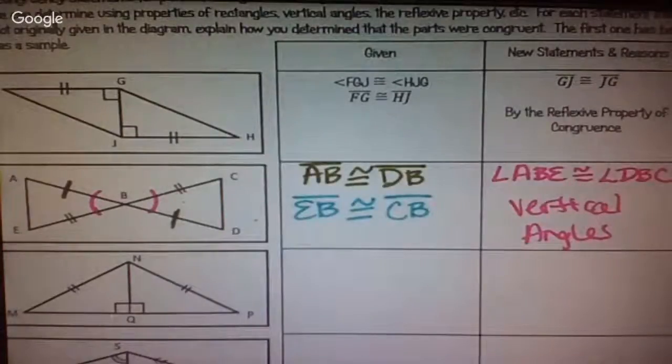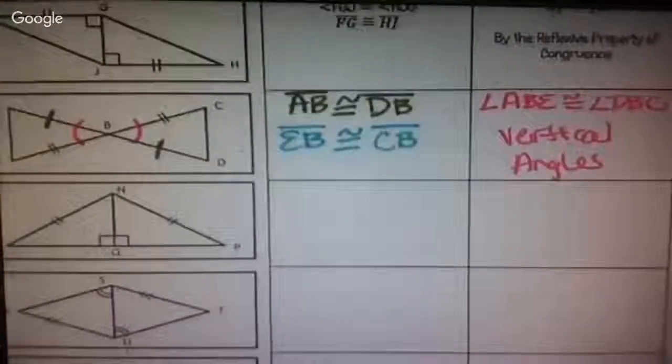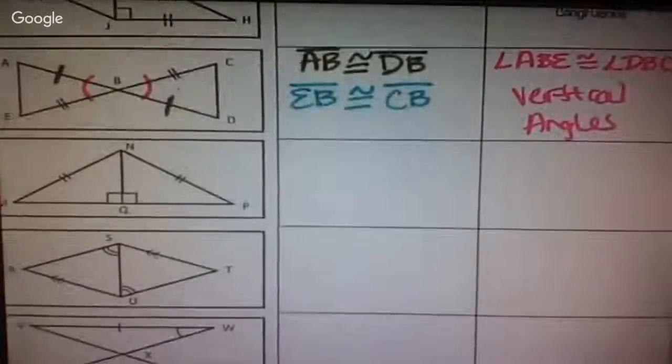You can use anything. You can use your same side interior angles. You can use corresponding angles. You can use vertical angles. You can use supplementary angles. That's why we talked about all those. You can use any of it. So this is why I taught you those first. I promise there is a method behind my madness.